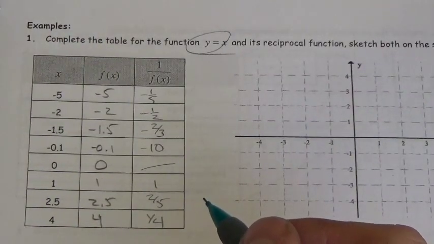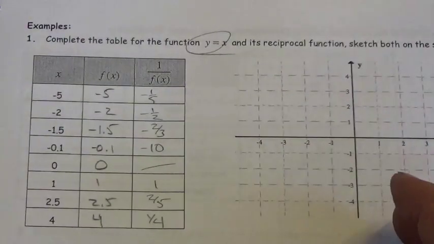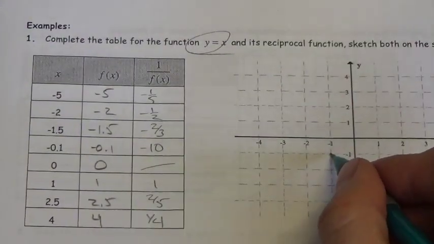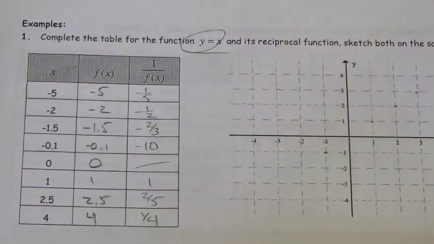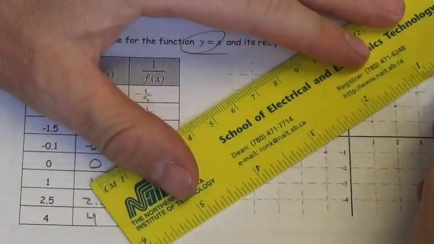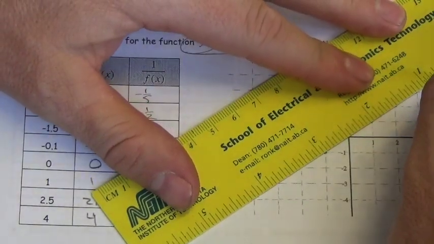Okay? So now, what this looks like, the original, essentially we just connect those points right there. It's going to be the line that looks like this. It's going to go through all of those little points right there.